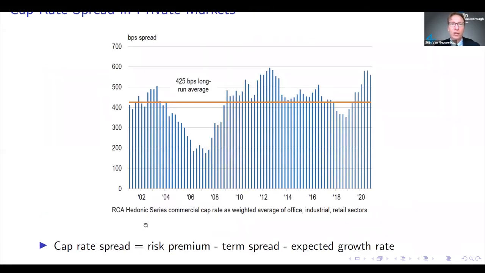In order to get at a cleaner measure of the risk premium in commercial real estate, what practitioners often will look at is a cap rate spread, which subtracts from the cap rate the 10-year Treasury yield. But that too is not a clean measure of the expected return on real estate or of the risk premium on real estate. In fact, it's the difference between the risk premium, the term spread, which is the difference between the 10-year yield and the 3-month yield, and the expected growth rate on cash flow. So again, we have not achieved this separation of expected growth and expected returns.